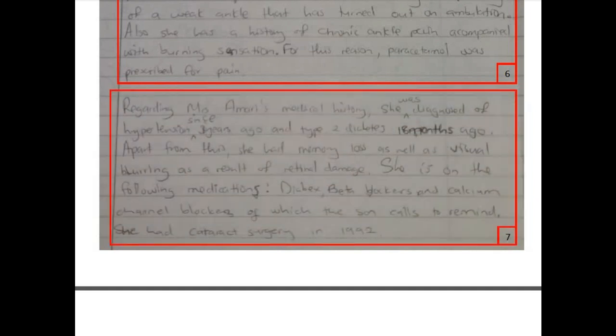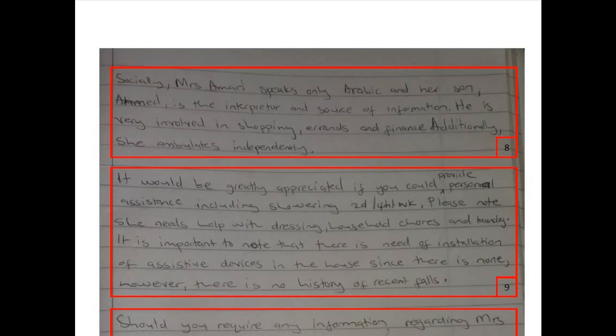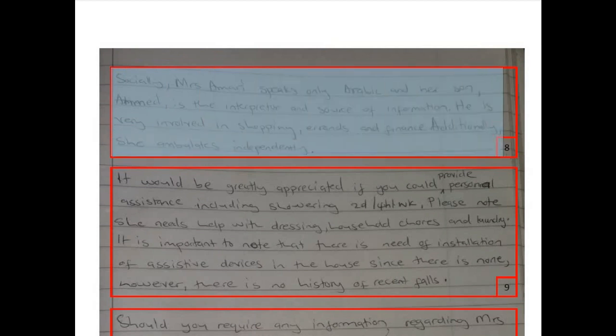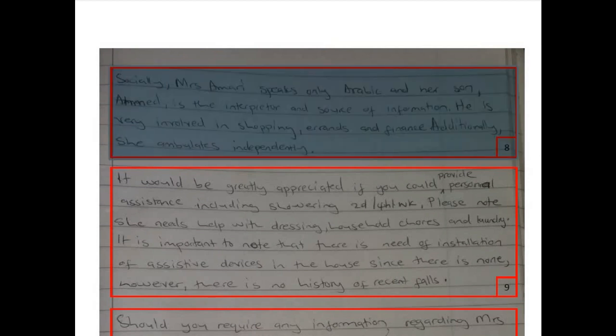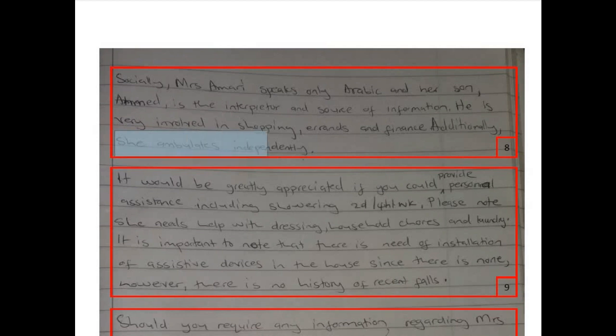Moving to the fourth paragraph: socially, Miss Amari speaks only Arabic and her son Ahmed is the interpreter and source of information. He is very involved in shopping, errands and finance. Additionally, she ambulates independently. Here, this paragraph is really a copy of the case note, which is wrong. Instead, you have to frame the sentence in your own way. Coming to the last sentence, additionally, she ambulates independently, which is a wrong usage. It is not her social history but her physical condition. Hence, you have to mention this piece of information in the second paragraph.